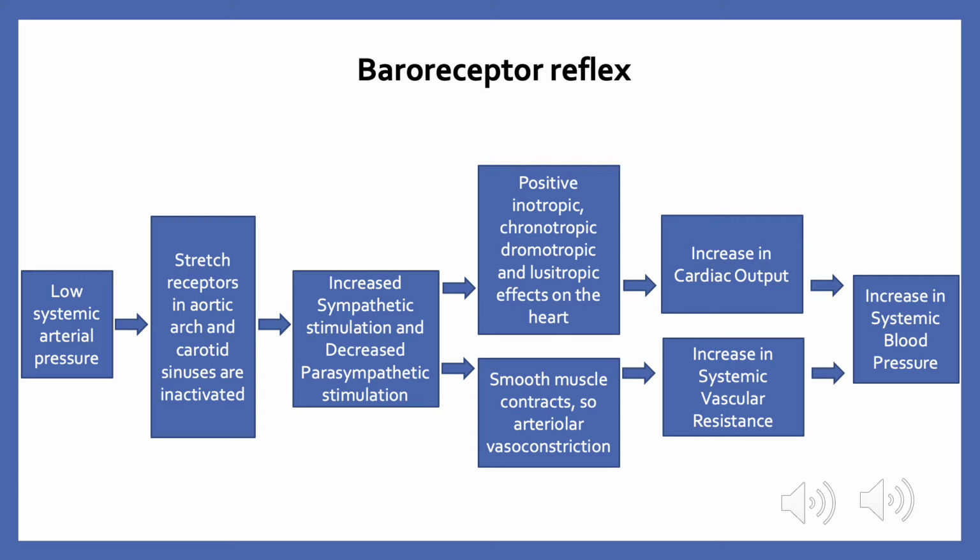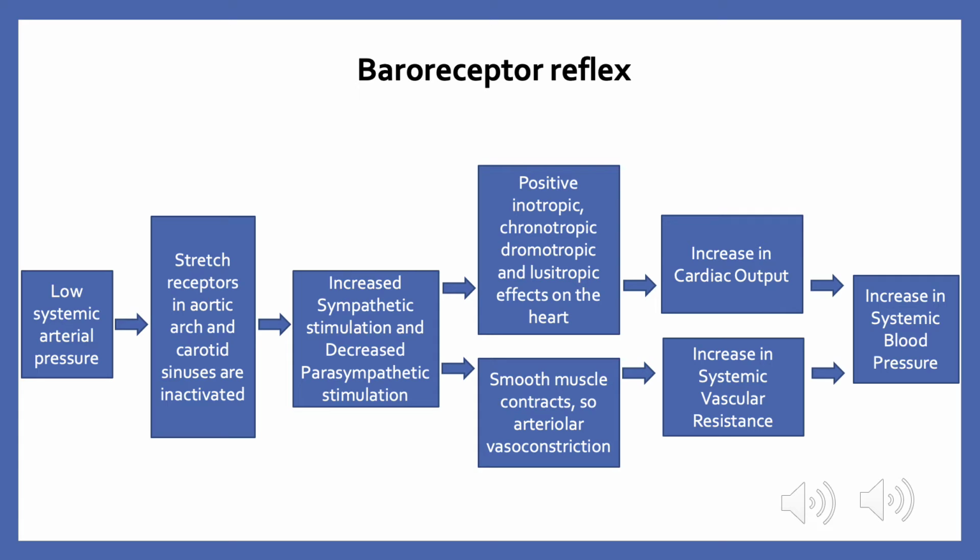These receptor cells are connected with certain nerves, particularly cranial nerve 9 and 10, and when the receptors are inactivated, it means that the nerves will be firing at a lower frequency, i.e. fewer action potentials per unit time. This decreased frequency in action potentials will be picked up by the solitary nucleus. The solitary nucleus has connections with the vasomotor center in the medulla oblongata, as well as the nucleus of the vagus nerve responsible for autonomic control of the heart.